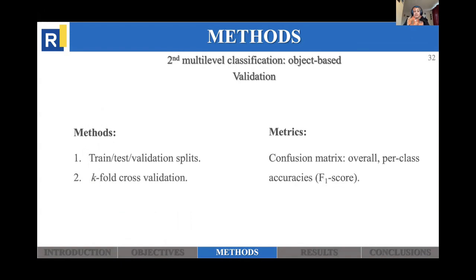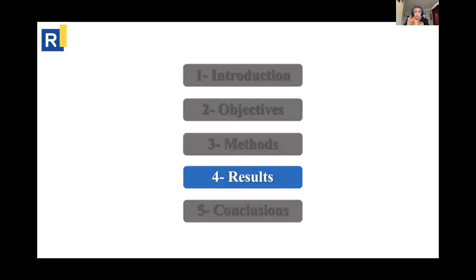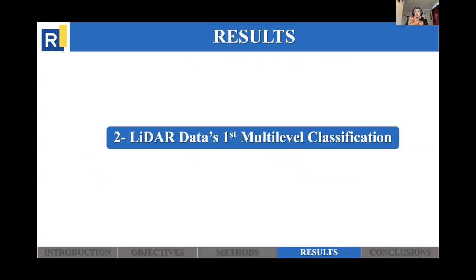It was validated pretty much the same as what was done for the first multi-level classification, the point-based classification. So, splits of train, test, and validation datasets, k-fold cross-validation, and the metric is confusion matrices using overall and per-class accuracies represented by the F1 score. So I'd like to show you some of the results that I got in my dissertation.